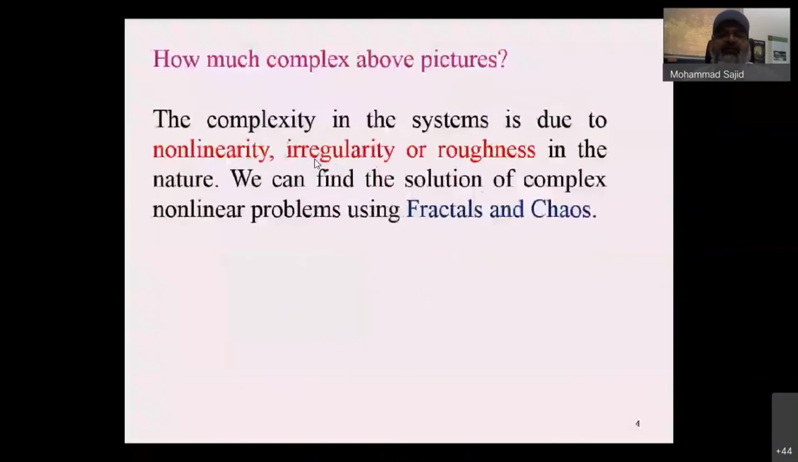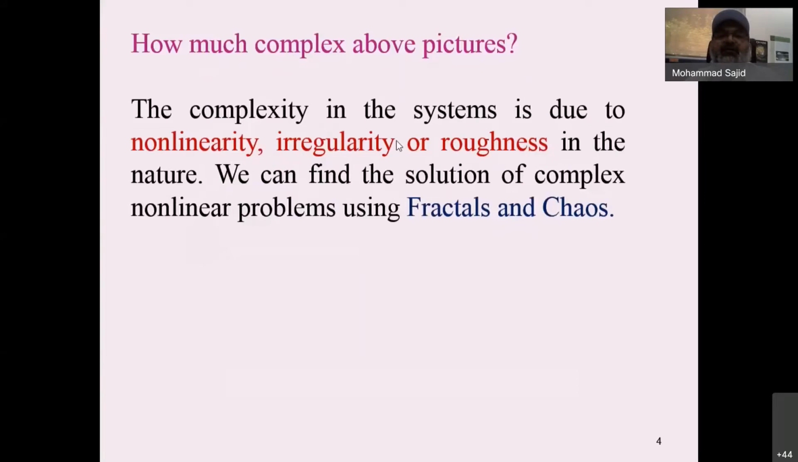Okay. So now we see how complex the above pictures are. First we see this. If we know about the complexity of the pictures, then we can find the things inside the picture, and we can see whether this picture is a fractal, or whether inside the fractal there is chaotic behavior. Complexity in the system is due to nonlinearity, irregularity, or roughness in nature. We can find solutions of complex nonlinear problems using fractals and chaos.